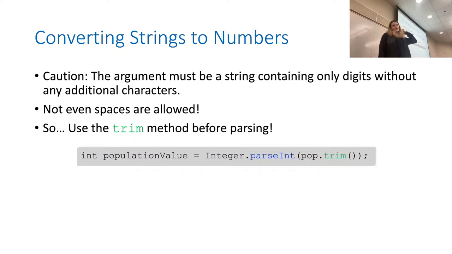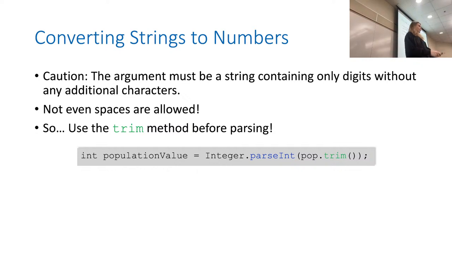Now, the argument to parseInt slash parseDouble must be a string containing only digits, with the decimal point allowed for doubles, of course. No spaces are even allowed. Any incorrect non-numeric characters will break the parseInt, parseDouble methods. So it's often recommended to use the trim method on the input string. Trim gets rid of any leading and trailing white space, so just in case there's any left over, you get rid of it.